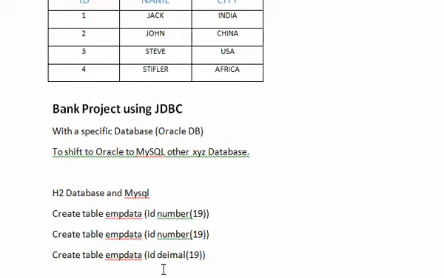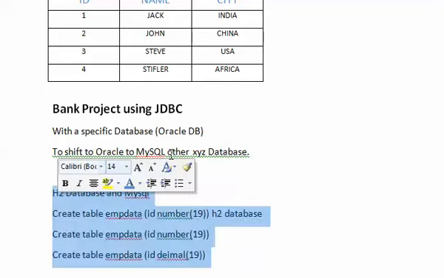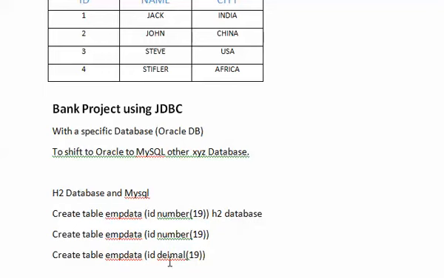So some people are in the habit of working with number and decimal. Both are correct to create the ID, but when it comes to the H2 database, it only accepts number. But at the project level, for the client requirement, we have created the table using decimal. But when I want to change my database from MySQL to H2 database, I'm not talking about Oracle and MySQL here. I'm talking about H2 database and decimal.